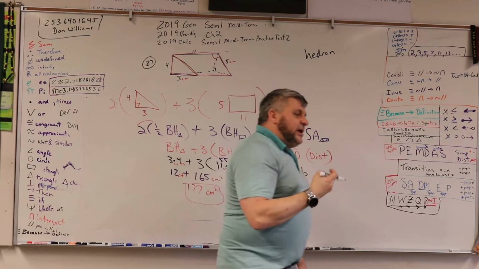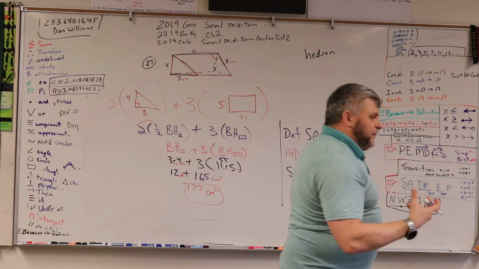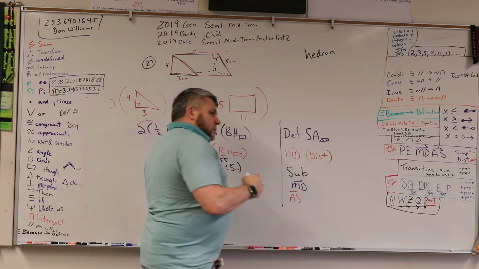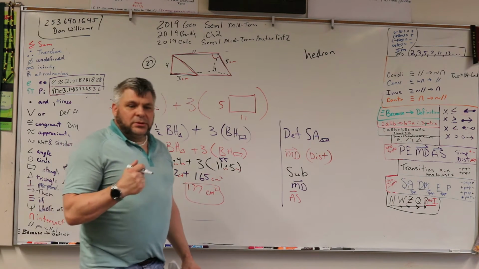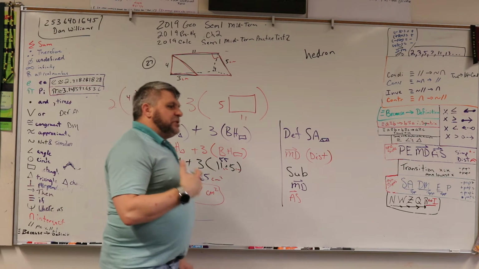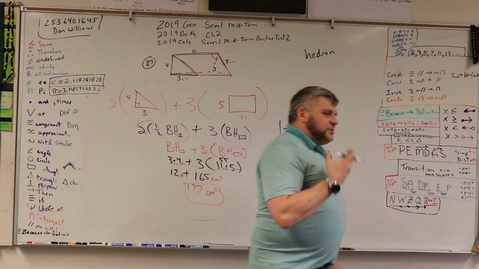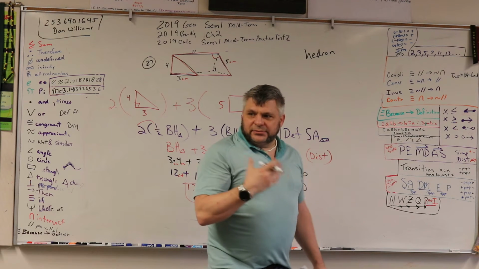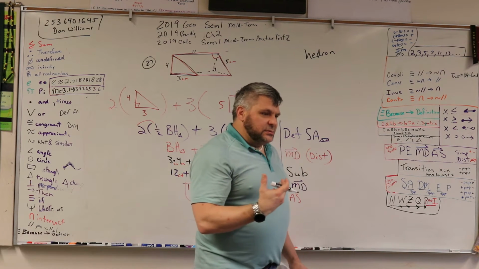So let's talk. There's only a few types of hedrons out there. One very special hedron is called the cube. The cube. Why is the cube a special hedron? Because it's made up of all squares, right? 6 squares. Okay?